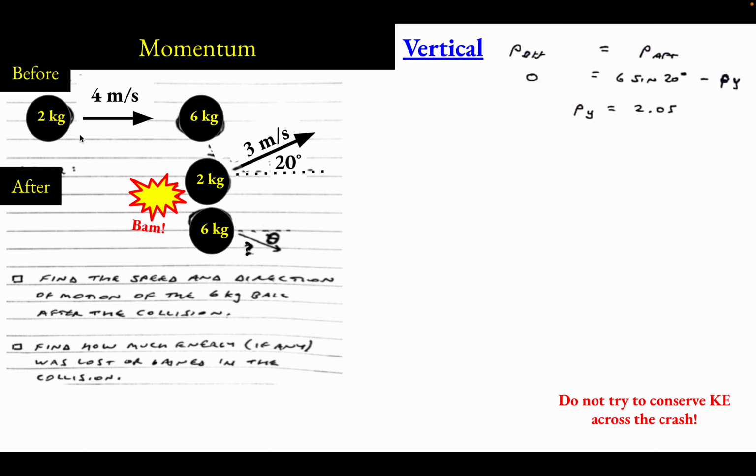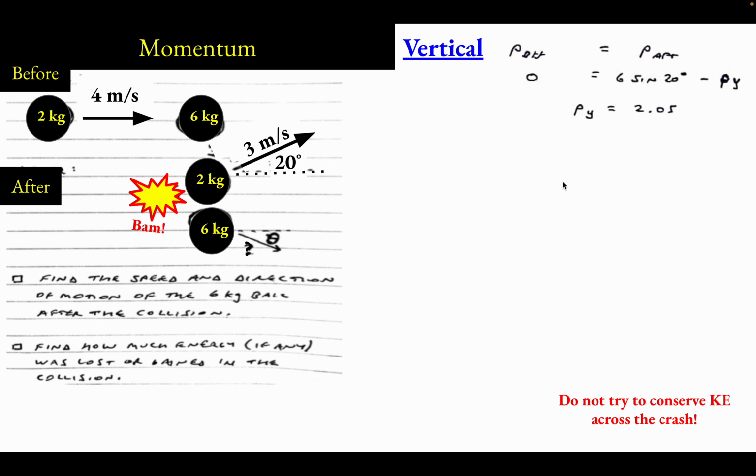So vertically, we have no vertical momentum before the crash. So that means we're going to have none after. If you look at the momentum after, you're going to have vertical momentum here of 2 times 3, which makes 6, times the sine of 20. That would be the vertical momentum of the 2 kilogram ball. And then the vertical momentum of the 6 kilogram ball would be some value py, actually pointing downward. So these two things must be equal and opposite, and so we just learned the downward momentum of the 6 kilogram ball after the crash.